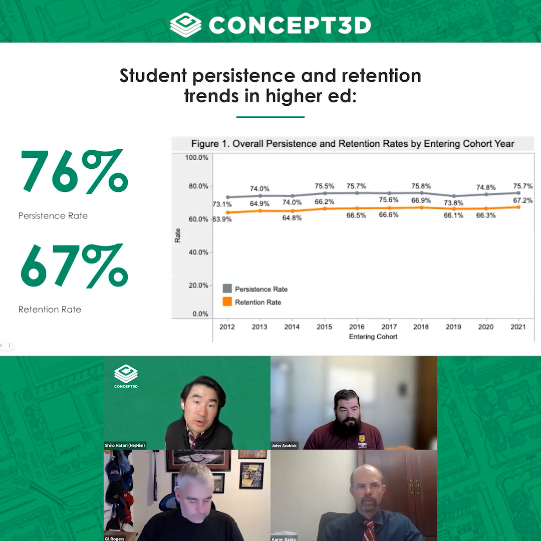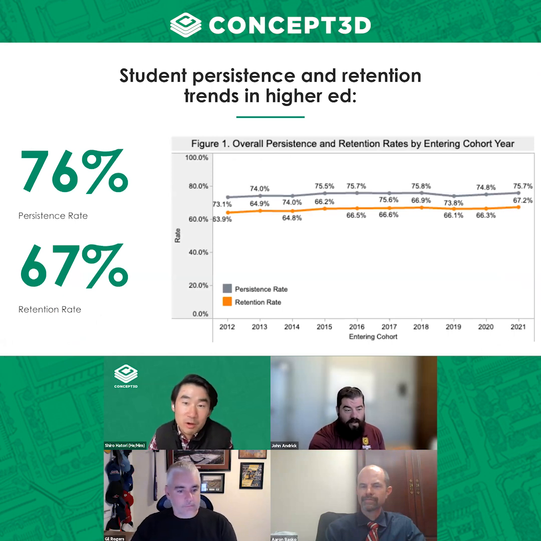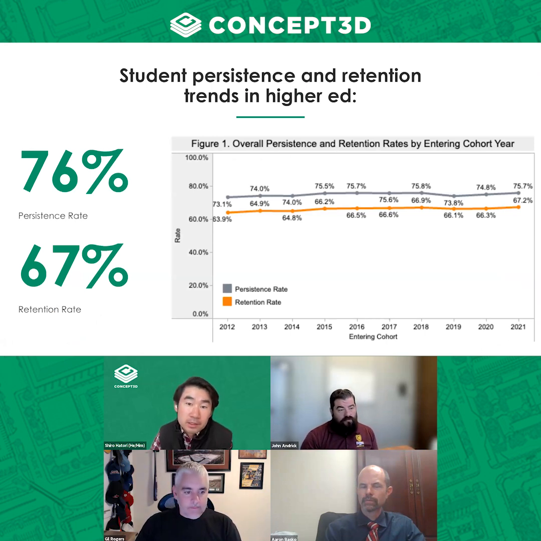Fantastic. And before we get started, I wanted to talk about some trends in higher ed that I've looked up, and Gil also was kind enough to share with me. So I wanted to do a quick overview of what we're seeing. Most of these results are coming from the National Student Clearinghouse Research Center. The trends here are actually very encouraging. Since the pandemic, both retention rate and persistence are on an upward tick.